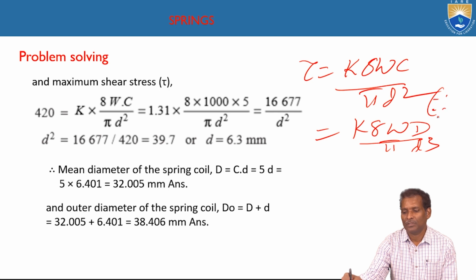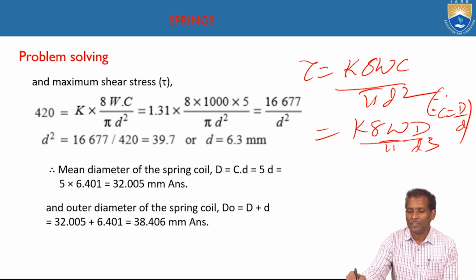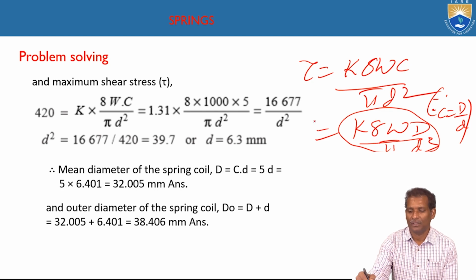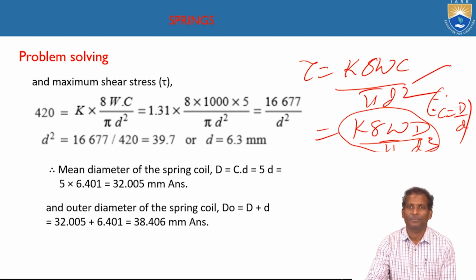So we know C is equal to capital D by small d, but we can't use this formula here, because we don't know the outer diameter and the mean diameter, small d. That's why you can directly substitute the spring index value in this empirical relation.